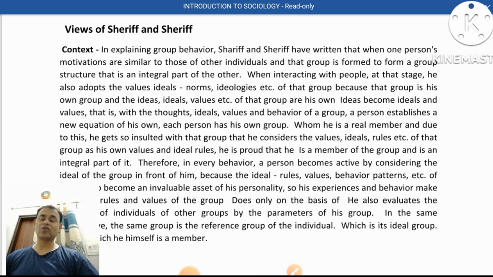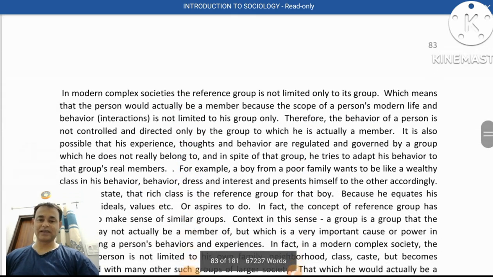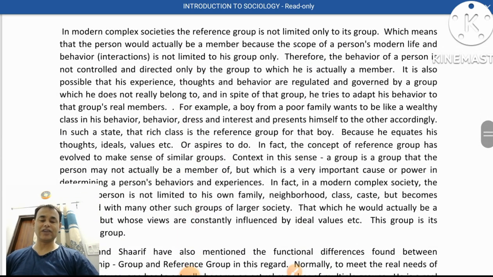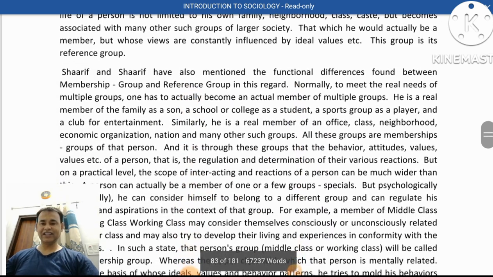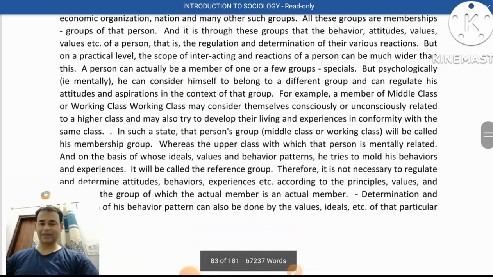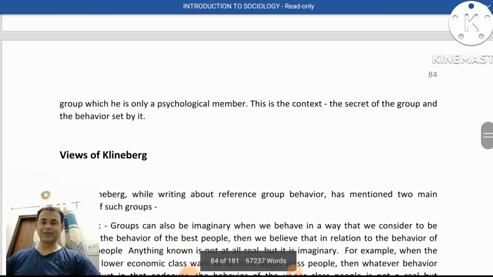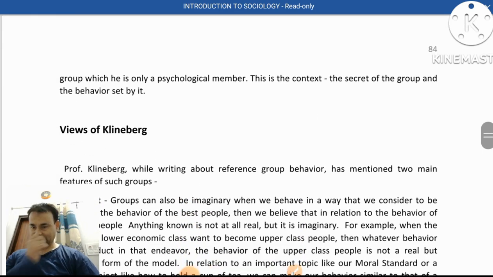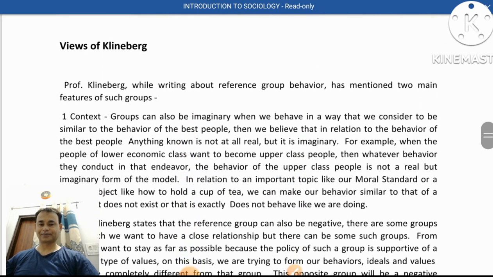Each person has his own group. You can pause and you can understand what Sherif wants to say. And this is the view of Kleinberg.